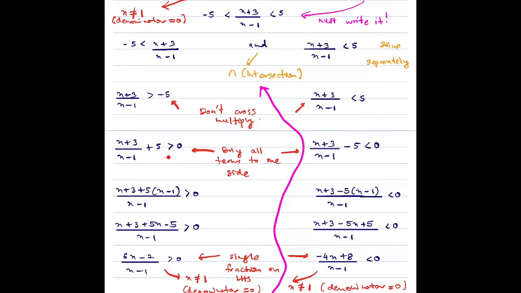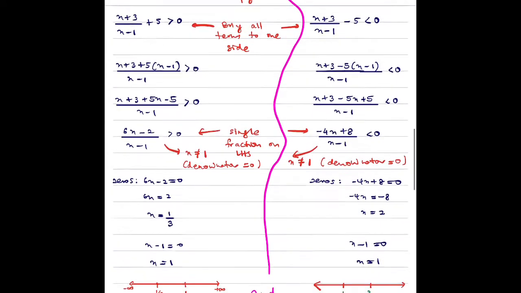You must bring all terms to one side and find a single fraction, greater than 0. For the right hand side also, please don't cross multiply. This is a common mistake. You must bring all terms to one side and simplify, then you get a rational expression less than 0, a single fraction on the left hand side. We must remember that x is not equal to 1.